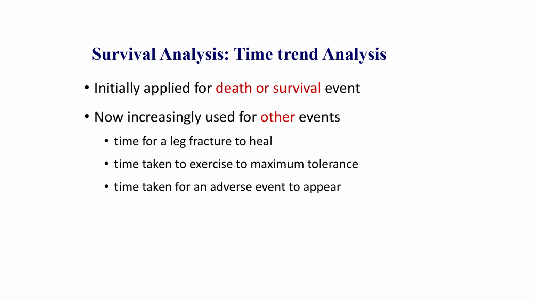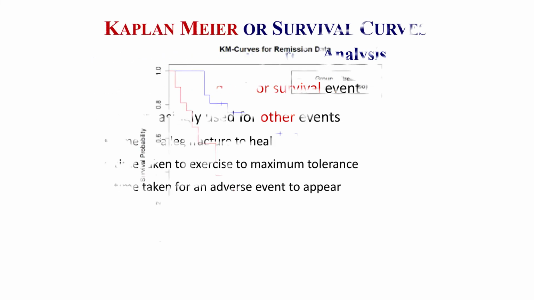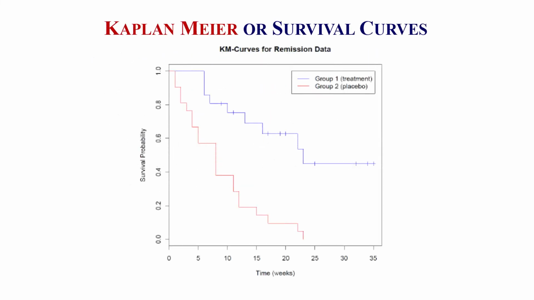For example, time for a leg fracture to heal, time taken to exercise to maximum tolerance, time taken for an adverse event to appear, time taken for pre-diabetes to get converted into diabetics. So these are the different applications of the survival analysis, but basically it was first used in cancer trials, and at the end you get this kind of curves, this kind of plots.